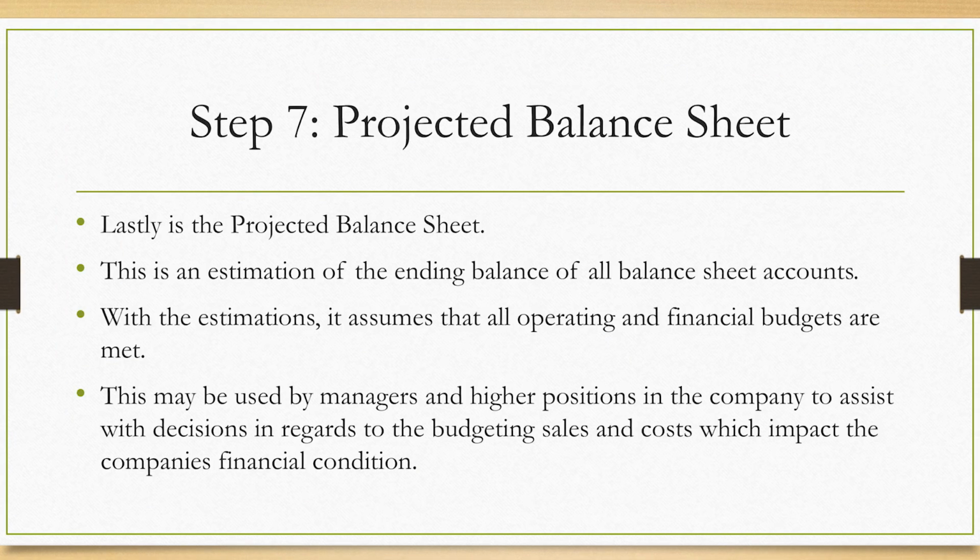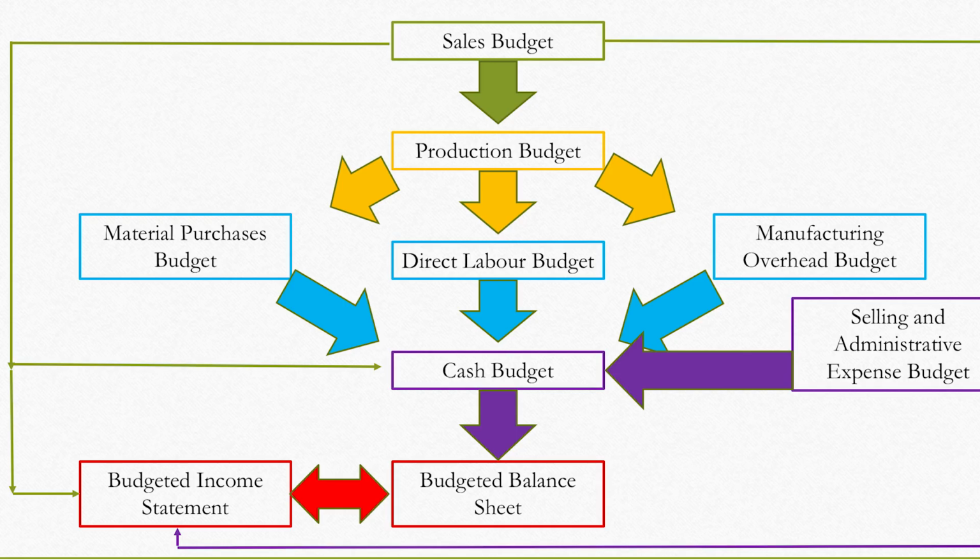Lastly, Step 7 is the projected balance sheet. This is an estimation of the ending balance of all balance sheet accounts. With the estimations, it assumes that all operating and financial budgets are met. This may be used by managers in high positions in the company to assist with decisions in regard to budgeting sales and costs which impact the company's financial conditions.